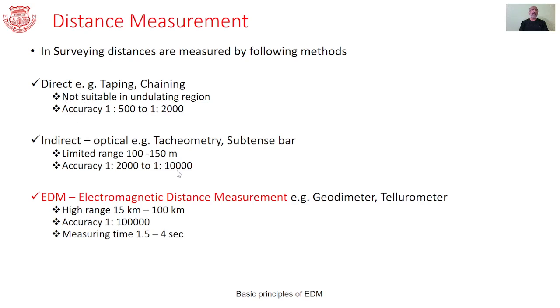Having known these particular direct measurements and indirect measurements, now we are entering into the class of electromagnetic distance measurement. The basis is employing electromagnetic waves for the distance measurement. In quite an early period, the equipments when employed were geodimeter and tellurometer. Then the equipment was expected to measure distances to the tune of 15 kilometer to 100 kilometer with the accuracy of 1 in 100,000 with very small measuring fraction.